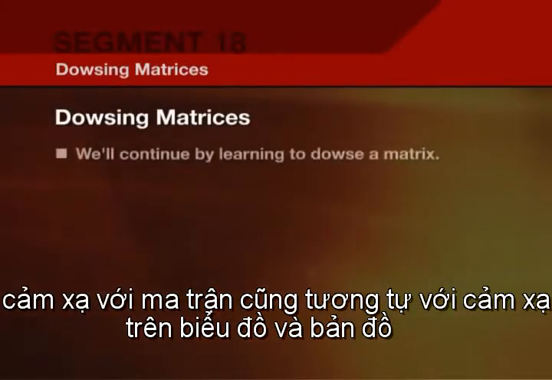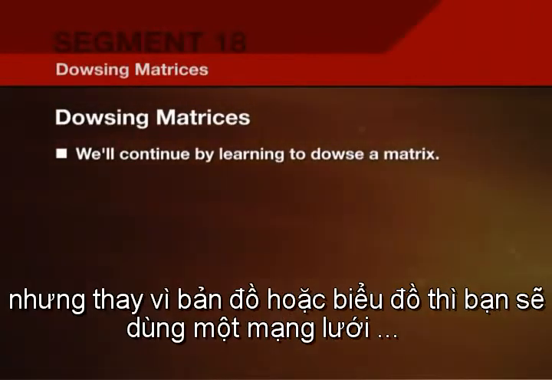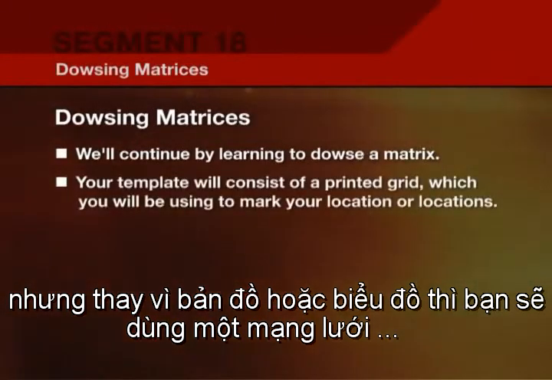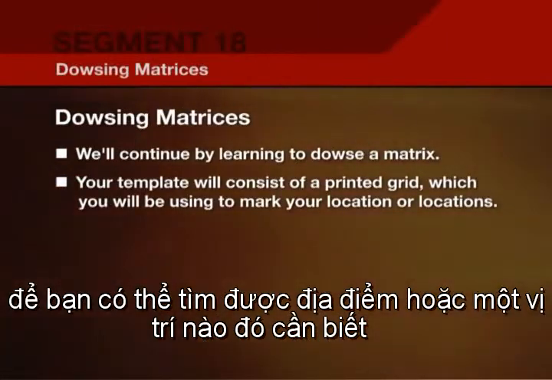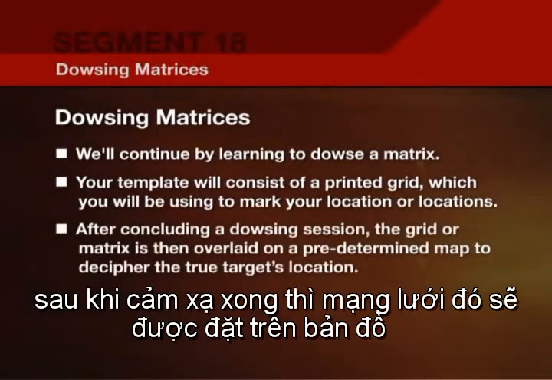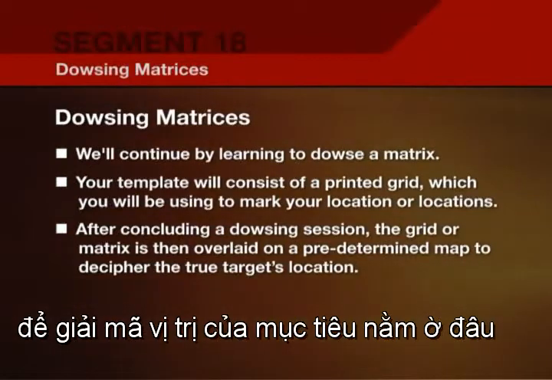Dowsing a matrix or matrices is similar to map and diagram dowsing. However, instead of directly dowsing a map or a diagram as you did earlier, your template will consist of a printed grid, which you will be using to mark your location or locations. After concluding a dowsing session, the grid or matrix is then overlaid on a predetermined map to decipher the true target's location.